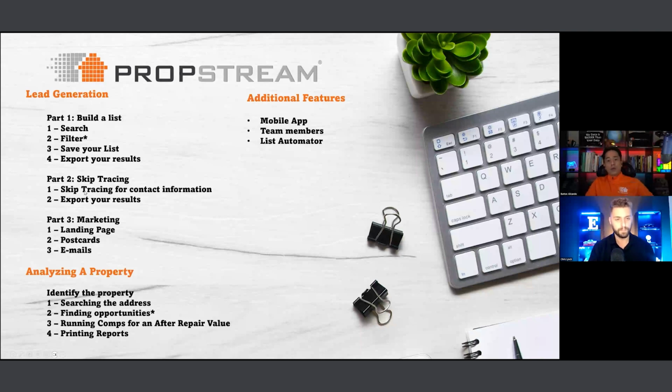Now, we do have skip tracing. And for those that don't know what that is, that's essentially getting a cell phone, a landline, or an email. And yes, with Propstream, you can do that. It's an additional 12 cents or 10 cents if you have List Automator. So there's a discount if you purchase List Automator as well.